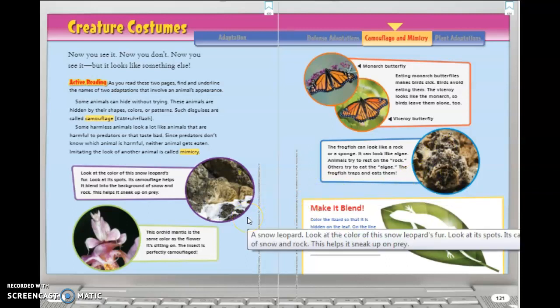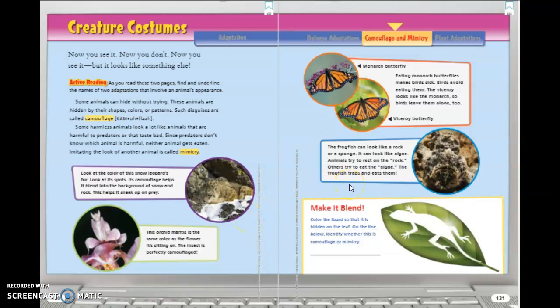Okay, next one. Make it blend. Color the lizard so that it is hidden on the leaf. On the line below, identify whether this is camouflage or mimicry. Kate, when you're done with that, the answer for that one would have been camouflage.